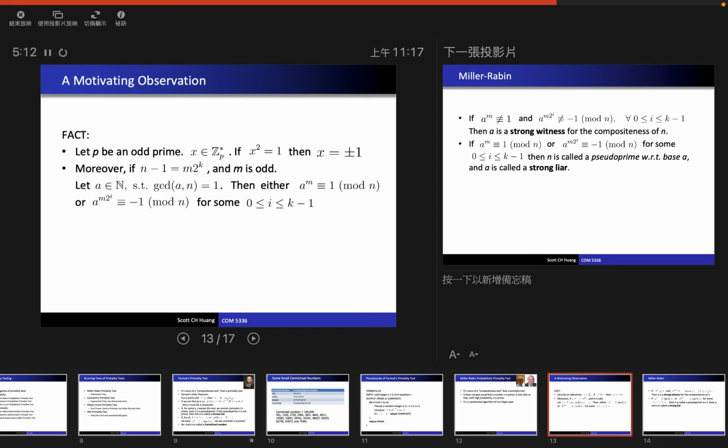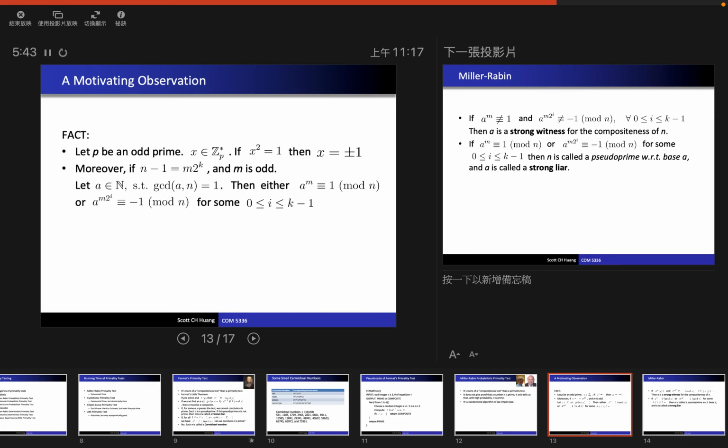But the thing is, we compare these numbers and look at how they behave. So maybe I can write it here, so you know what I'm doing. So a to the m, this is something, and then we have a to the m times 2, and then we have a to the m times 2 to the power of k minus 1.